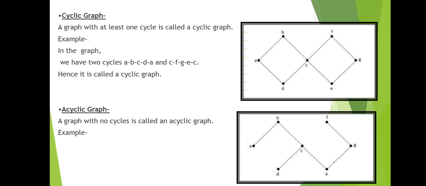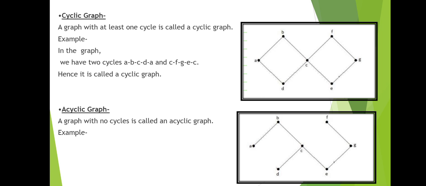Now what is a cyclic graph? A graph with at least one cycle is called a cyclic graph. So here is an example. In this graph we have 2 cycles: AB, BC, CD, DA, and also CF, FG, GE and EC. Hence it is called a cyclic graph.